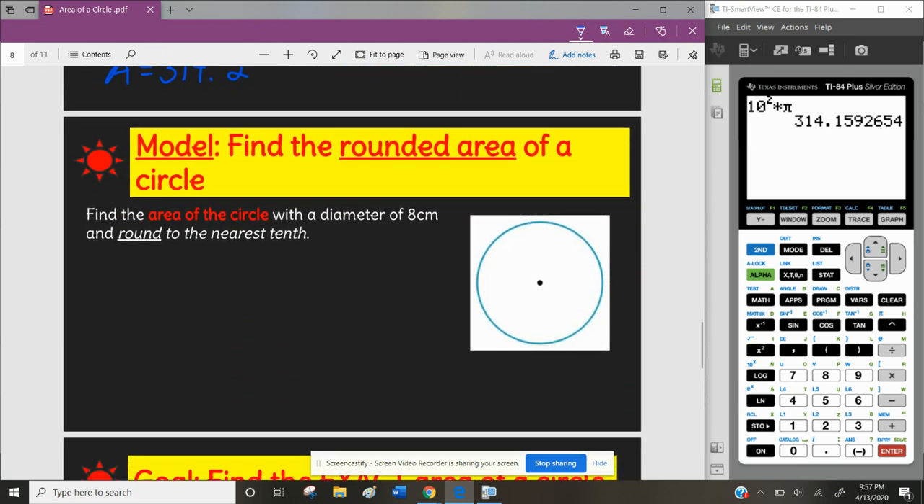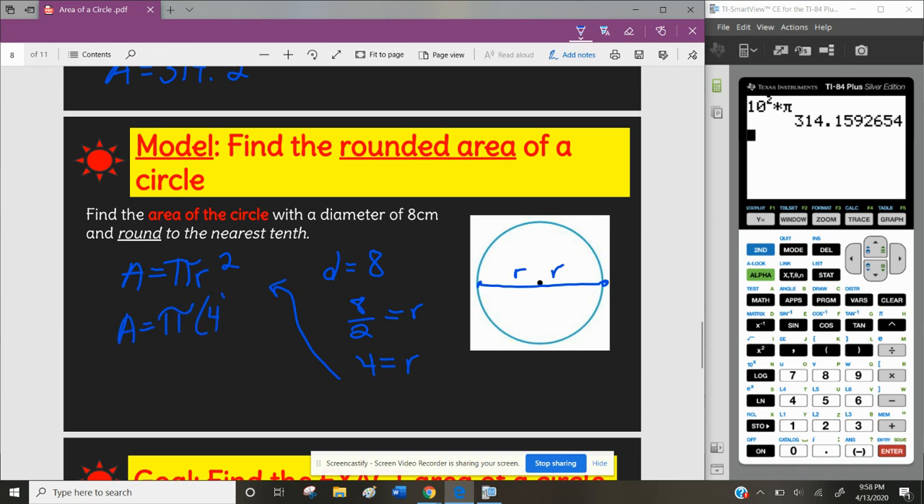All right, so find the rounded area, pause the video here, try this problem on your own. I'm going to roll into the answer here. We're going to put our formula, A equals pi r squared, for our formula. D again is 8, that is our diameter. Our radius would be half of that, so 8 divided by 2 equals our radius, which is 4. So we're going to substitute that back in.